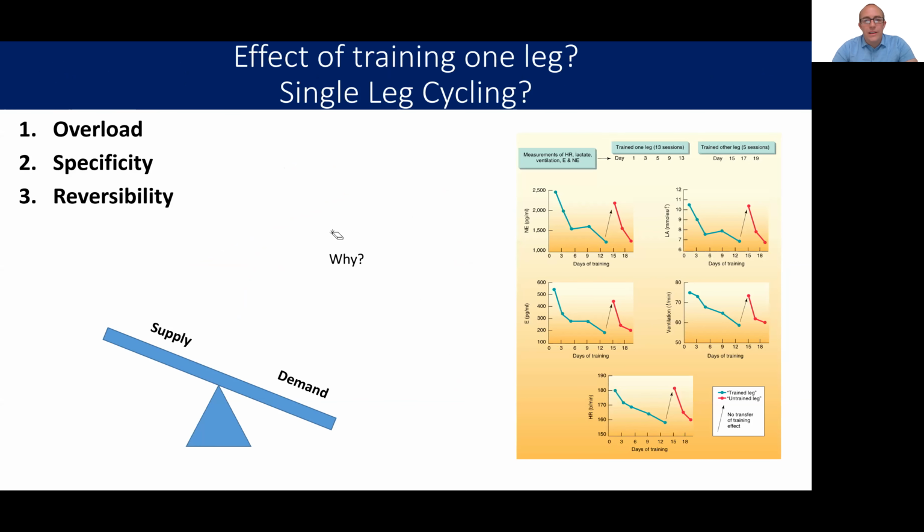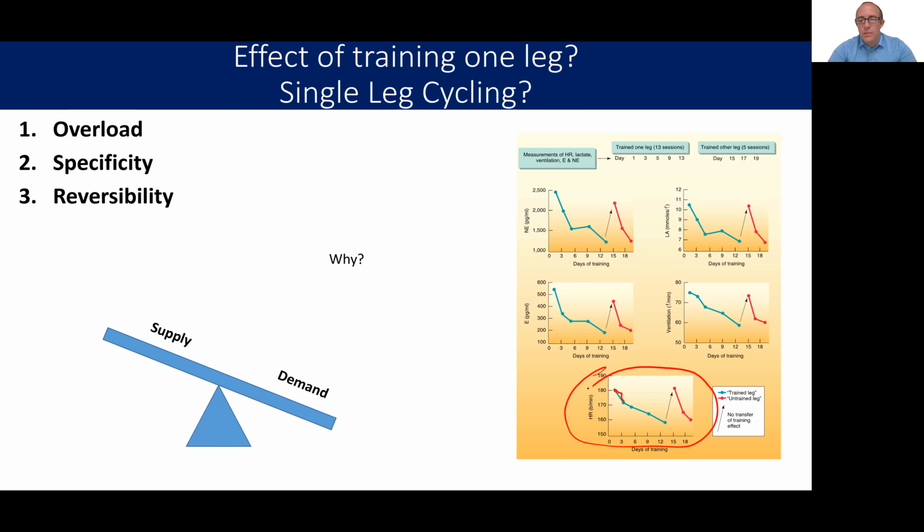So let's look at this study. I think I showed you this one earlier in the semester, probably. In this one, they had individuals exercise train one leg at a time. And so from days 0 through 13, it looks like, they trained the right leg, and they measured the heart rate response down here.